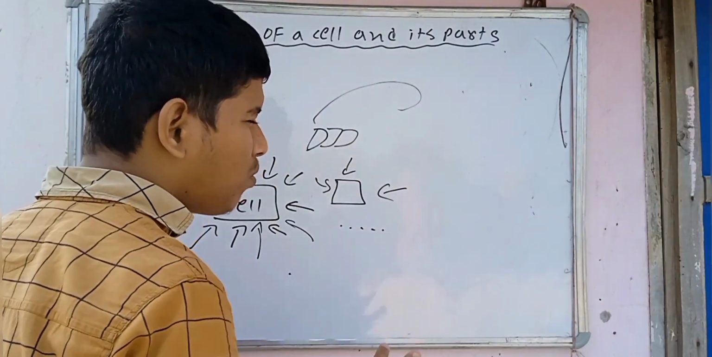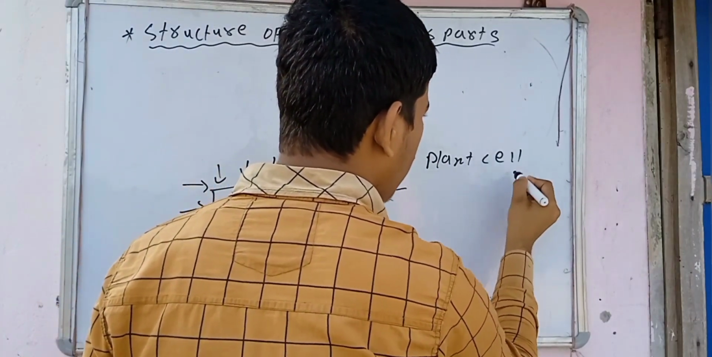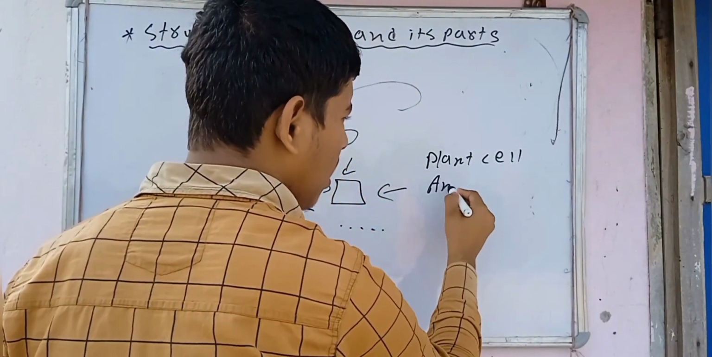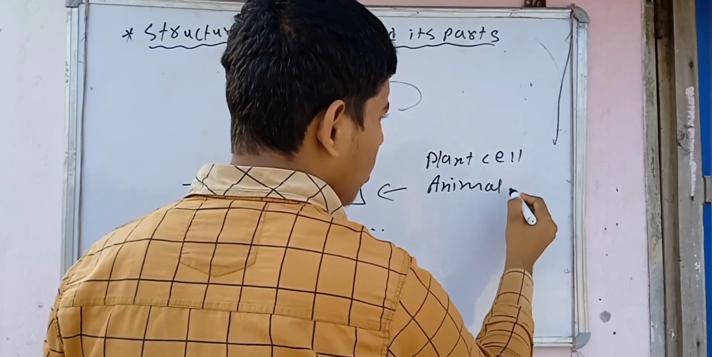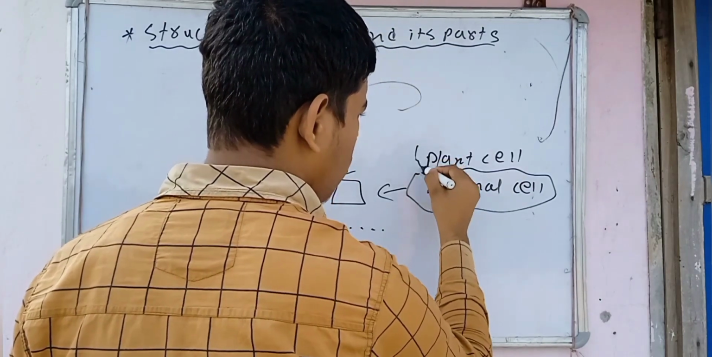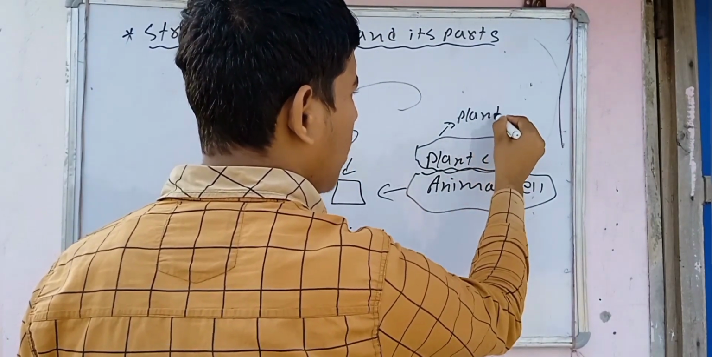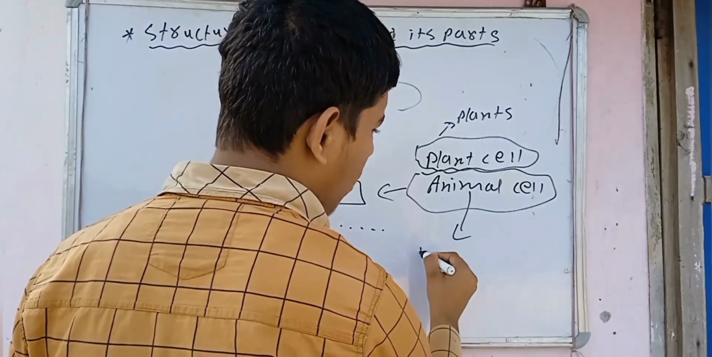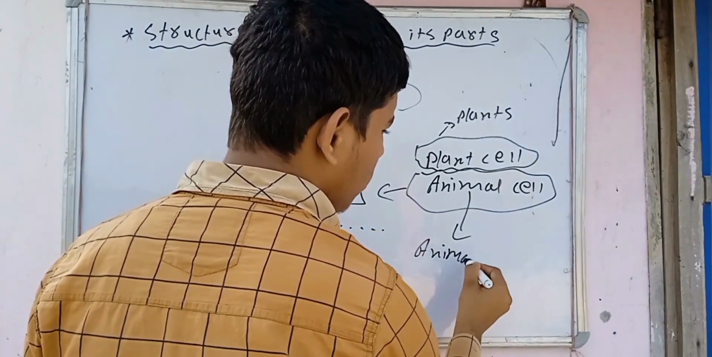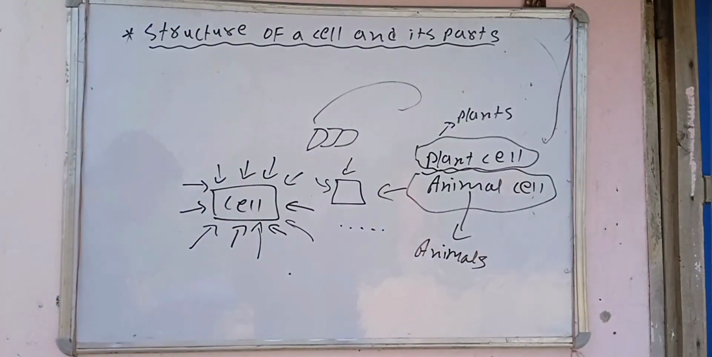Cells are basically of two types. First one is plant cell, and second one is animal cell. So now I think you already know what is animal cell and what is plant cell. Plant cells are found in what? Plants. And animal cells, they are found in animals, right? So there are two types of cells. Cells are classified into two types: plant cell and animal cell.